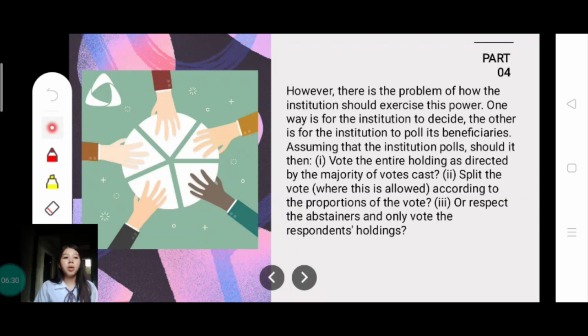However, there is the problem of how the institution should exercise this power. One way is for the institution to decide itself. The other is for the institution to poll its beneficiaries. Assuming the institution polls, it should then: 1. Vote the entire holding as directed by the majority of votes cast. 2. Split the vote, where this is allowed, according to the proportions of the vote. Or 3. Respect the abstainers and only vote the respondents' holding.